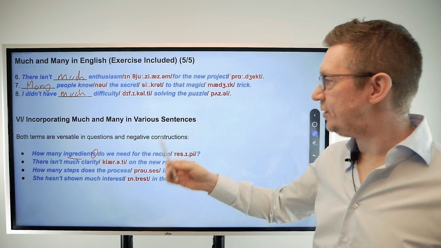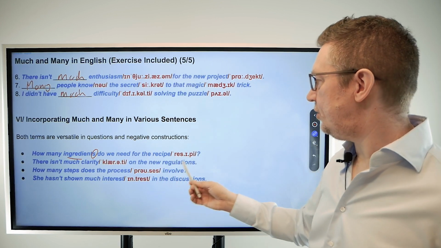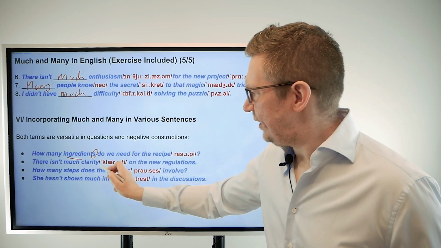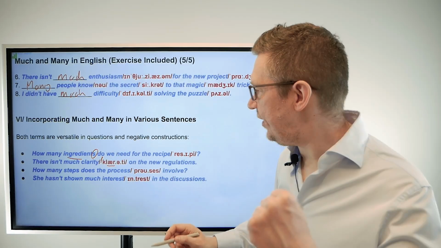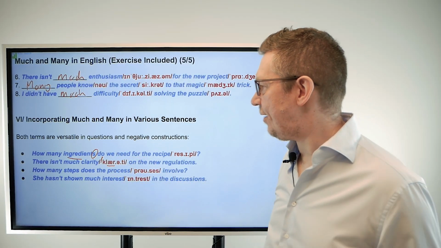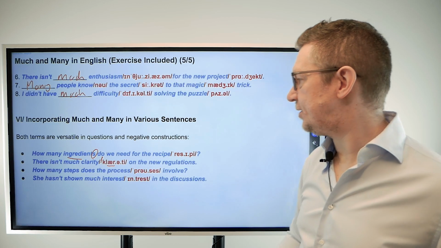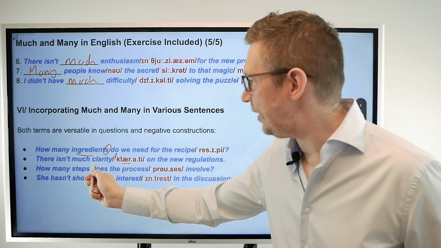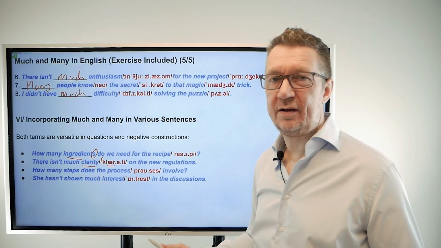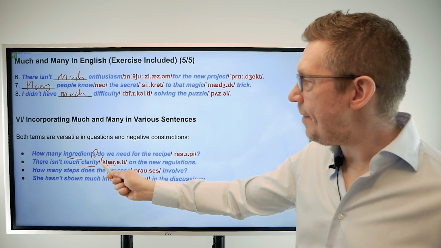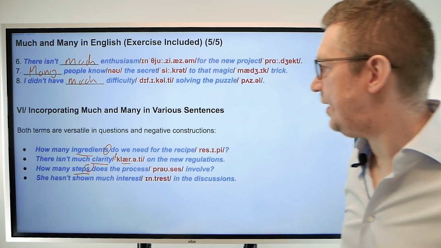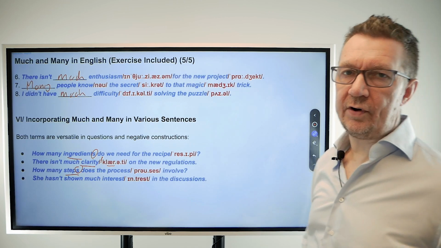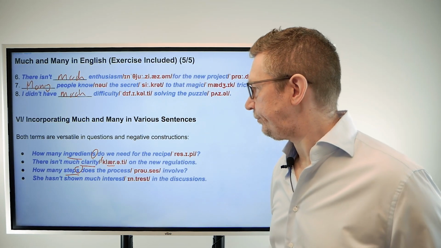There isn't much clarity on the new regulations. Let's have a look at this word clarity. You've got the strength on the first part of the word, clarity. Okay, there isn't much clarity on the new regulations. So this clarity word, you can't count clarity. How many steps? Steps can be counted, that's why it's many. Does the process involve many steps?